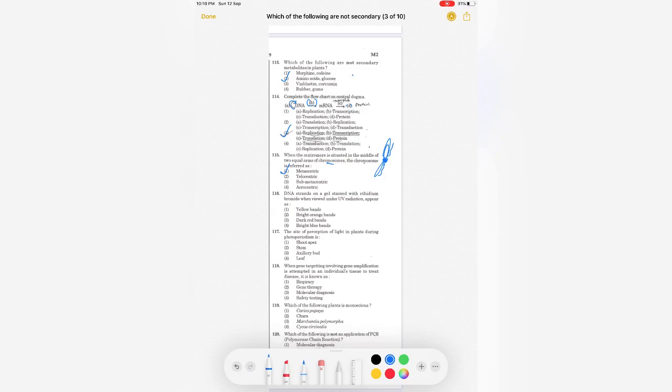Question number 116. DNA strands on a gel stained with ethidium bromide when viewed under UV radiation appear as. The answer will be bright orange bands. That is also a direct question.